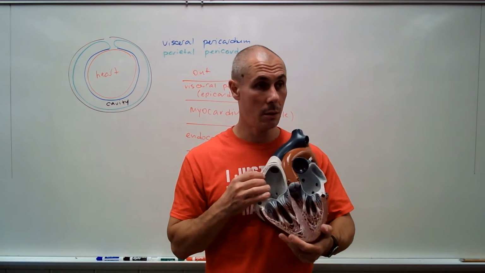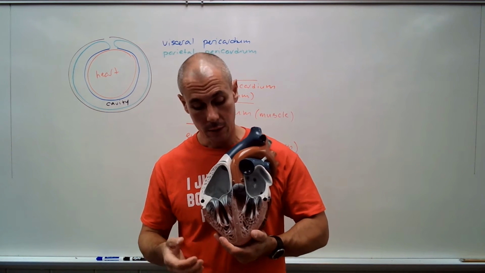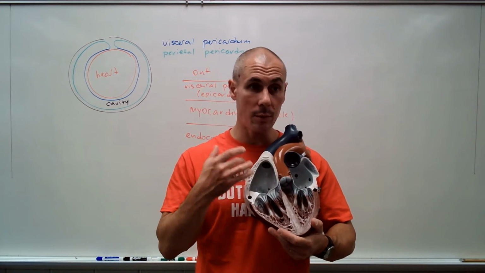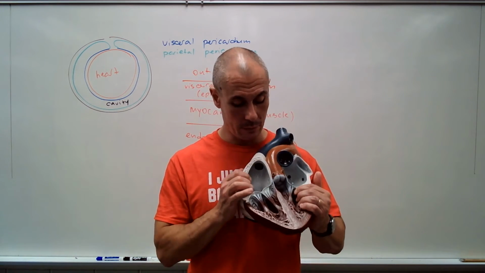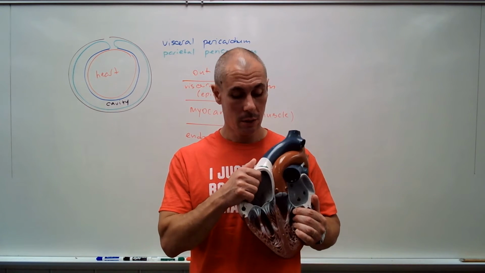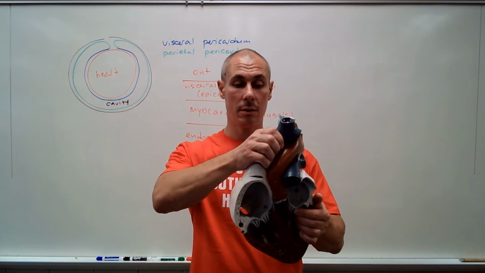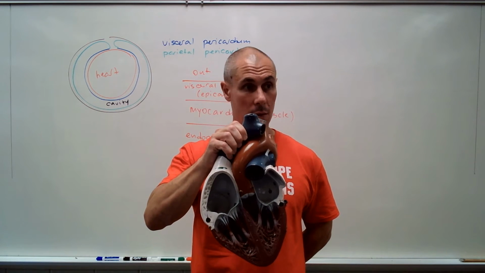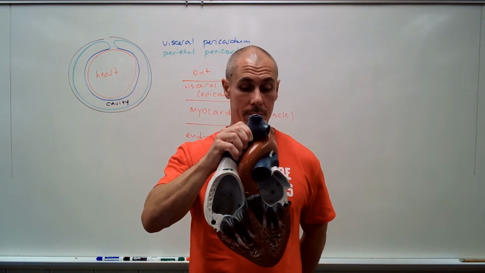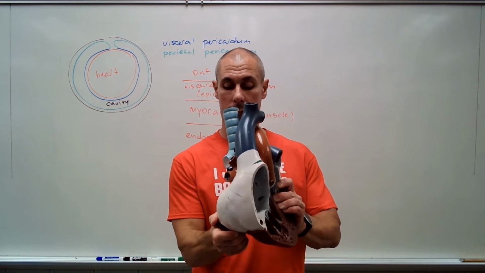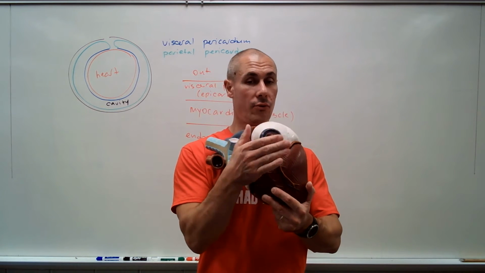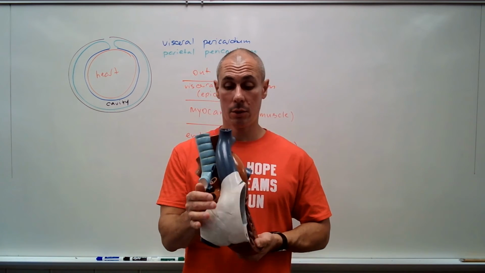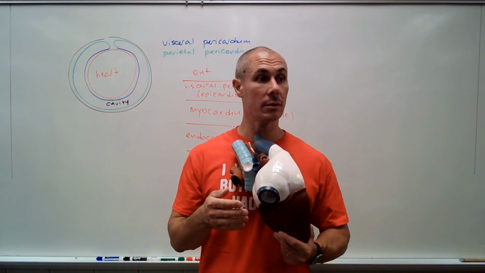So atria are receiving chambers, ventricles are pumping chambers. Atria receive the blood from corresponding veins. The right atrium here receives the blood from the vena cava. I'm going to be holding the structures that I'm talking about now. Superior vena cava and inferior vena cava. Superior and inferior vena cava. Does that make sense?